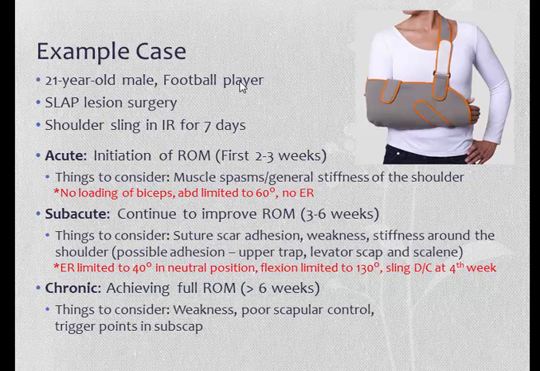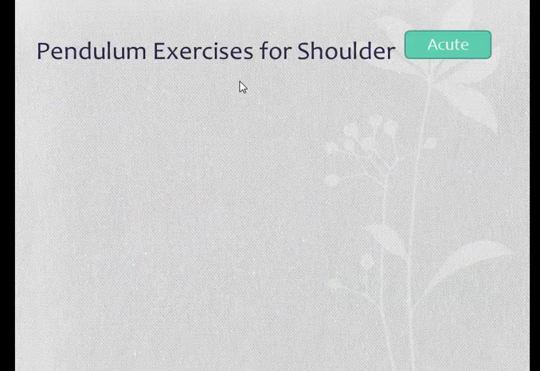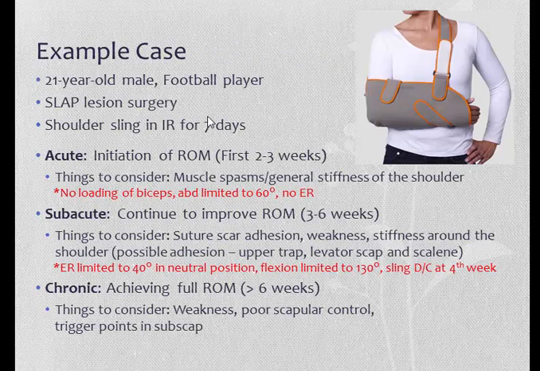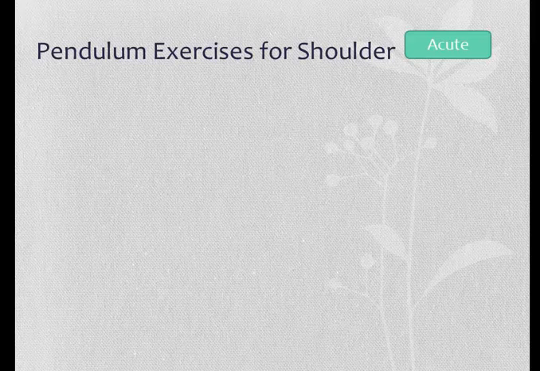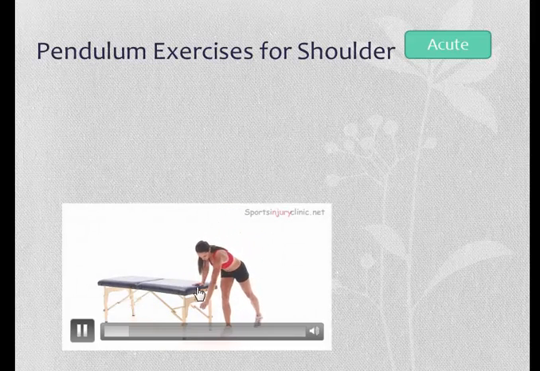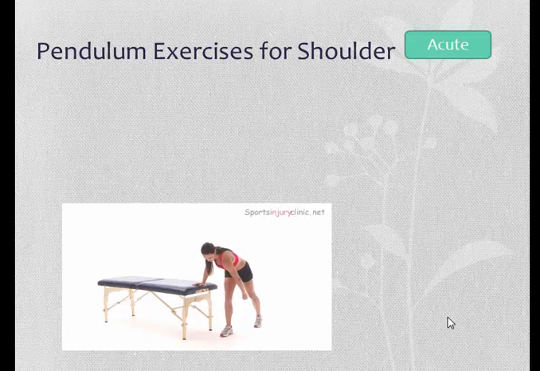But moving on, if I am exploring some of the possibilities for the acute phase, this individual was in a sling for 7 days, so I'm pretty sure everything is pretty stiff, and I have to go really easy at the beginning. What I'm going to do first is maybe try pendulum exercises for the shoulder. I can ask my patient to use a table to support themselves and use the entire body.